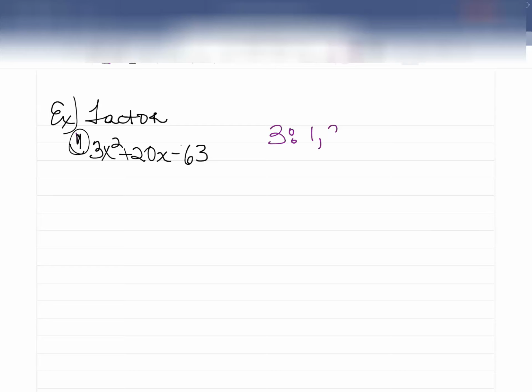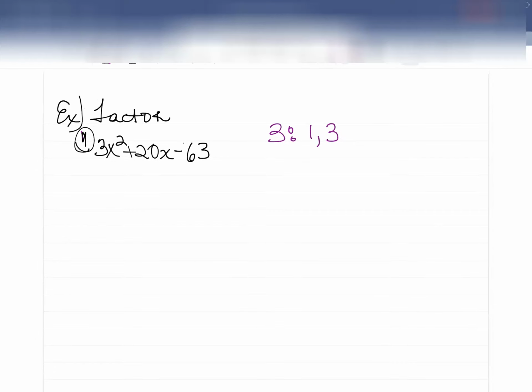Remember the x squared part isn't a big problem. I'm going to split the x's evenly. Half in the front, half in the back. So that's not a problem. 63 has the factors of 1 and 63, 3 and 21.